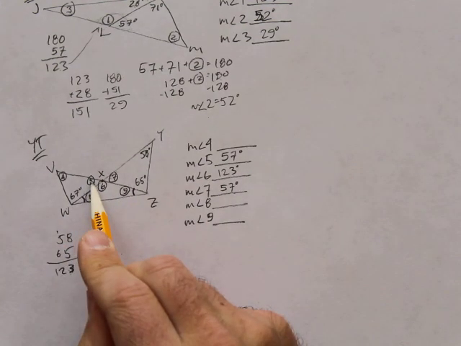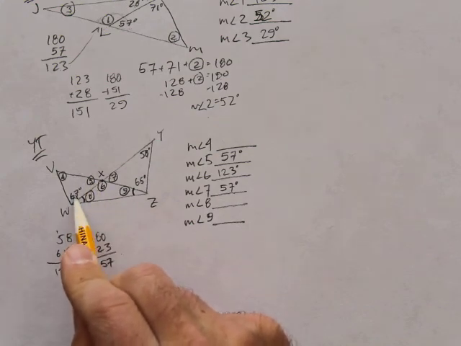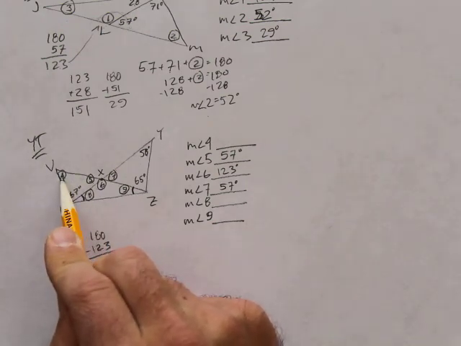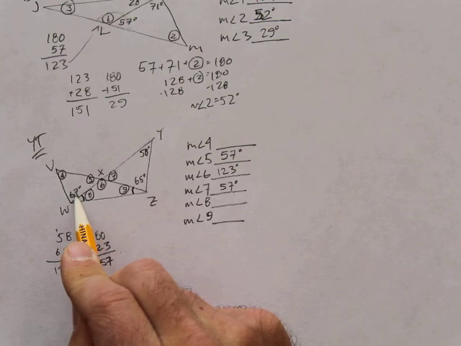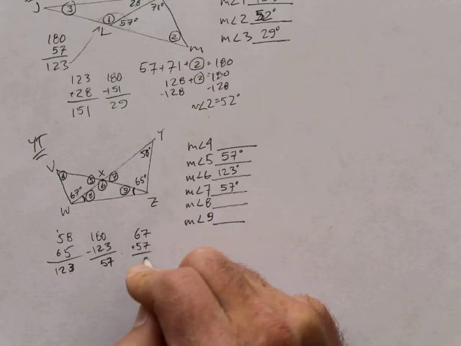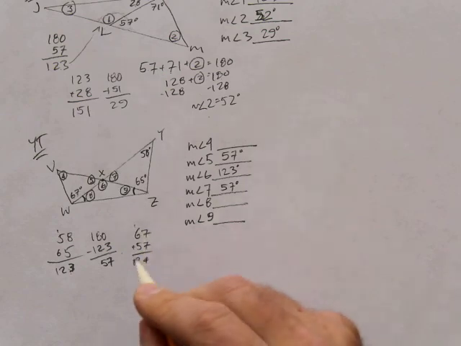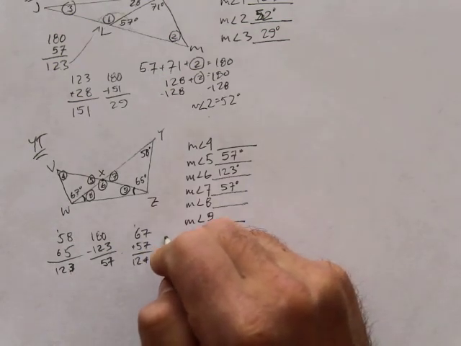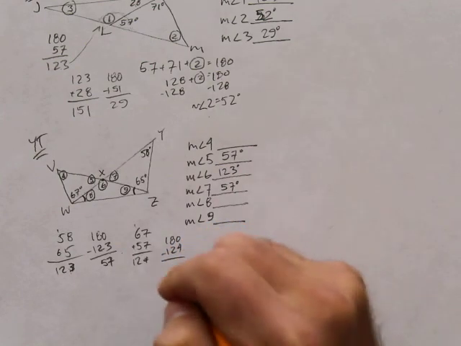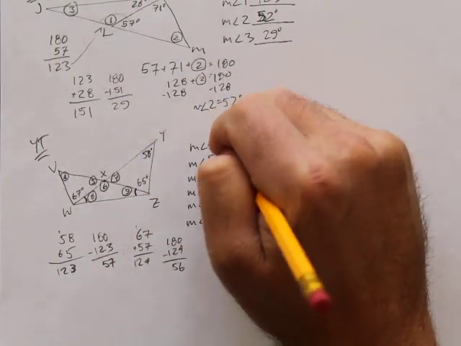All right, so if angle 5 is 57 degrees, I can find angle 4 by adding angle 5 and this 67 degrees here, and then subtracting my sum from 180 in order to get this angle here, angle 4. So 67 plus 57 is 124. Now I'm going to subtract 124 from 180, and I get 56. So the measure of angle 4 is 56 degrees.